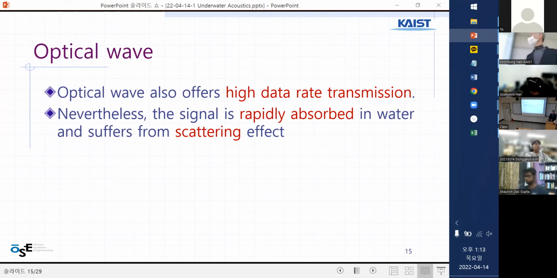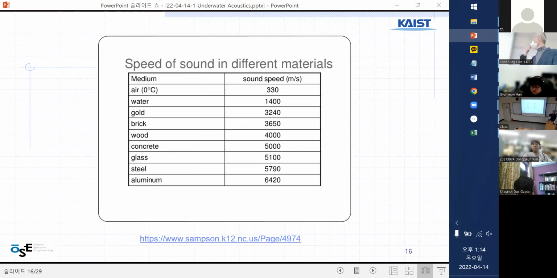And similarly, optical waves can also be used with high data rate transmission. The bandwidth is good, but the signal is not good because of the scattering effect. So that's why we don't use it.